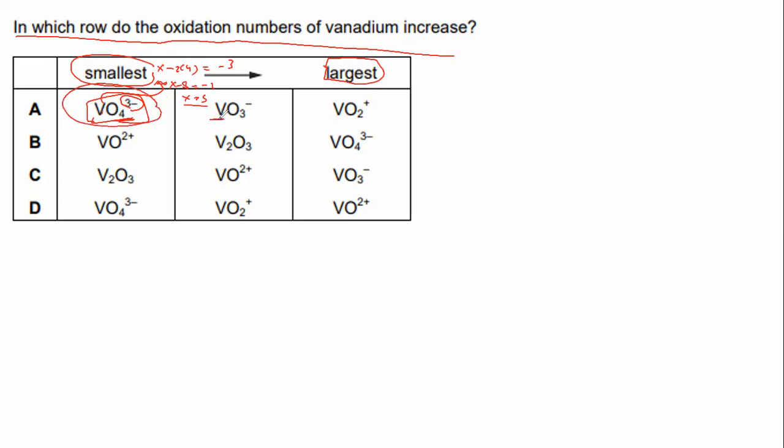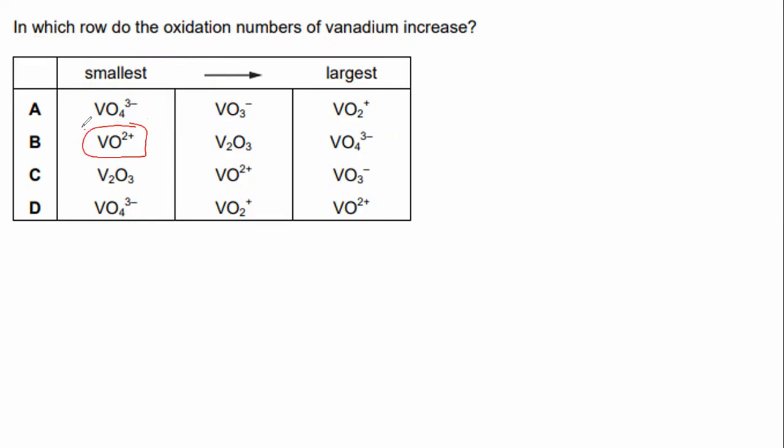And if you count the V here in the same way I did, you will find that here we have 5 as well. And here, let's see what we'll have. X minus 2 times 2 equals +1. Okay, so X here will be 5 as well. So this is not the correct answer. All of them have the same oxidation number. VO +2, we say it's 5.